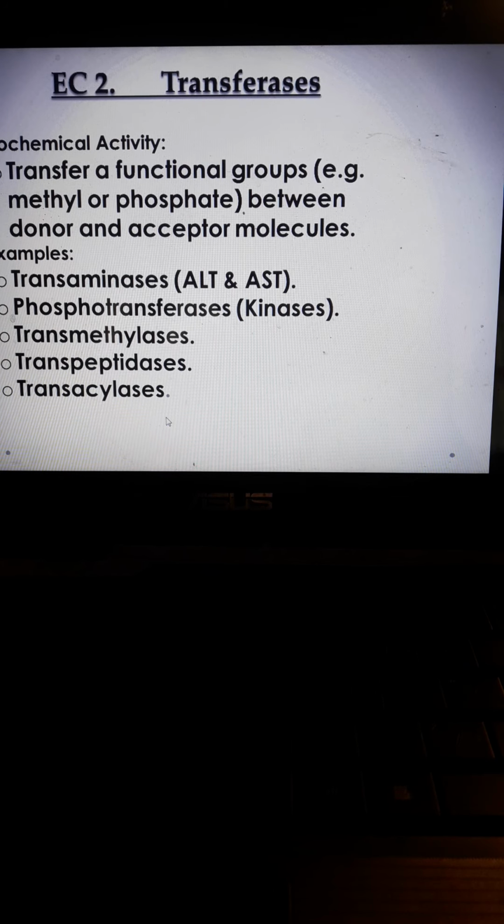Next, another one is transferase. We have transfer of a functional group, such as methyl or phosphate, between a donor and a molecule. Take note of the examples: transaminases, phosphotransferases or the kinases, transmethylases, transpeptidase, acylases. These transfer acyl groups, peptide groups, methyl groups, phospho groups, and amino groups.